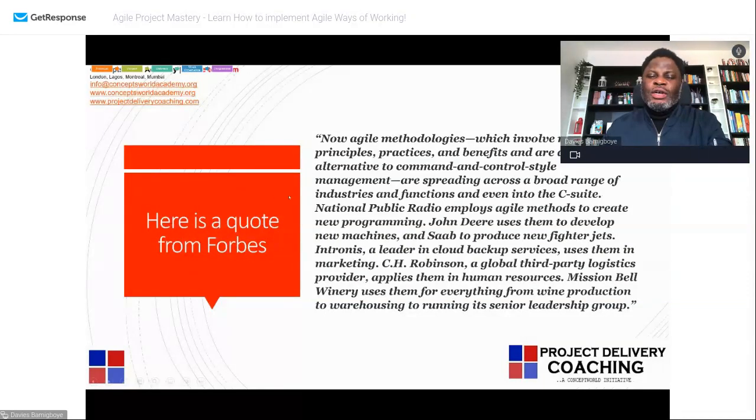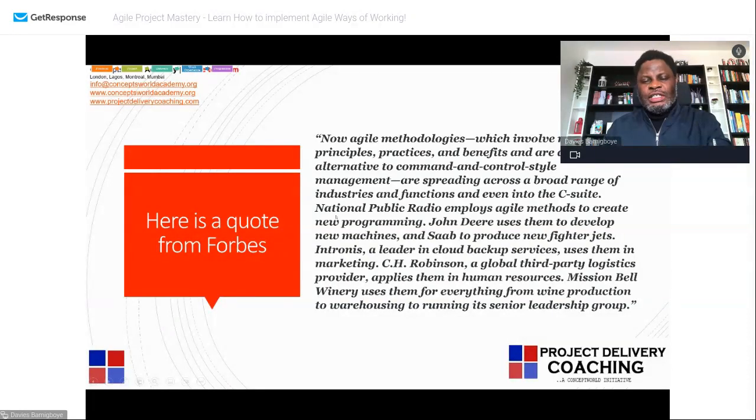You notice here, they're not talking about software. They're not talking about building software or running project management. They're talking about a mindset that says there are new values, new principles, new practices, new benefits, and a radical way of working that is different from the command and control approach, now spreading across a broad range of industries and even into the C-suite. Now, there are some examples given here.